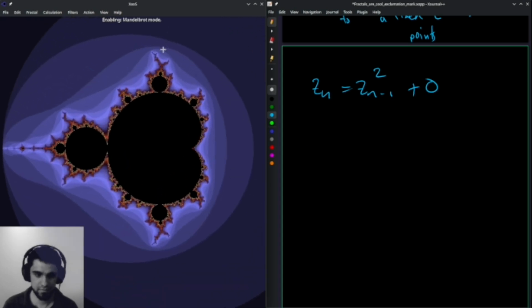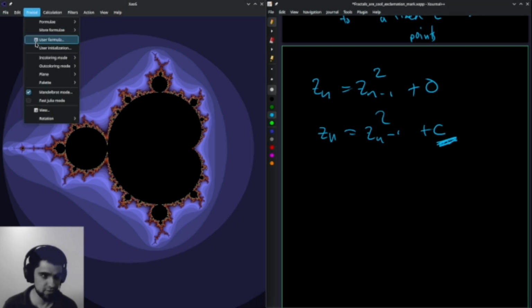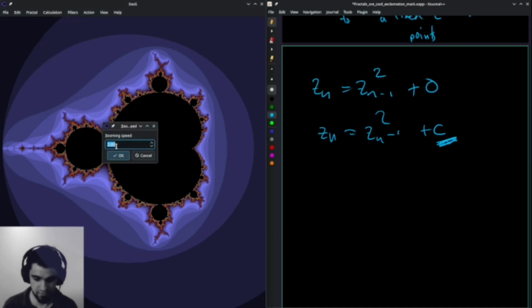Well, when you zoom in, the numbers in the Mandelbrot set, Zn is equal to Zn minus 1 squared plus C, these numbers are going to be very close together. So the closer you zoom into the Mandelbrot set, the more it will look like the Julia set. And so let's just do a couple of examples. So calculation, zoom speed, let's increase that to 5. So let's zoom in here, right?